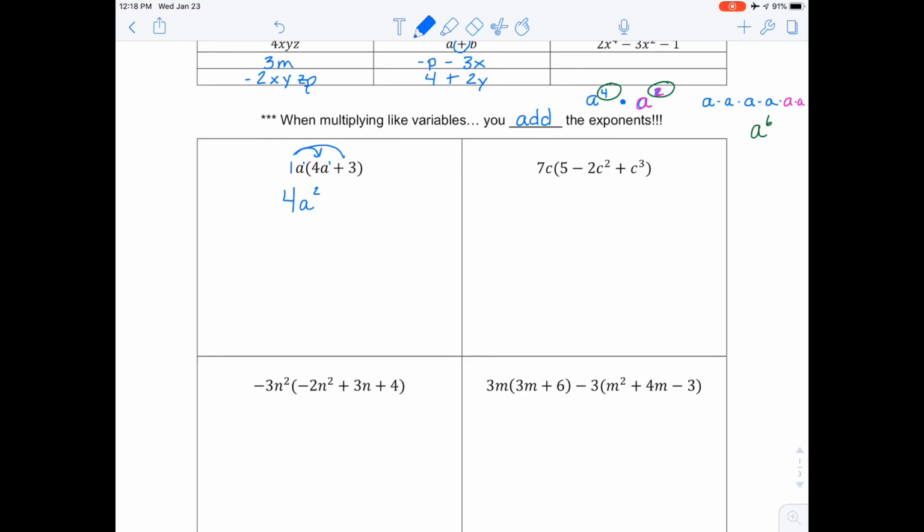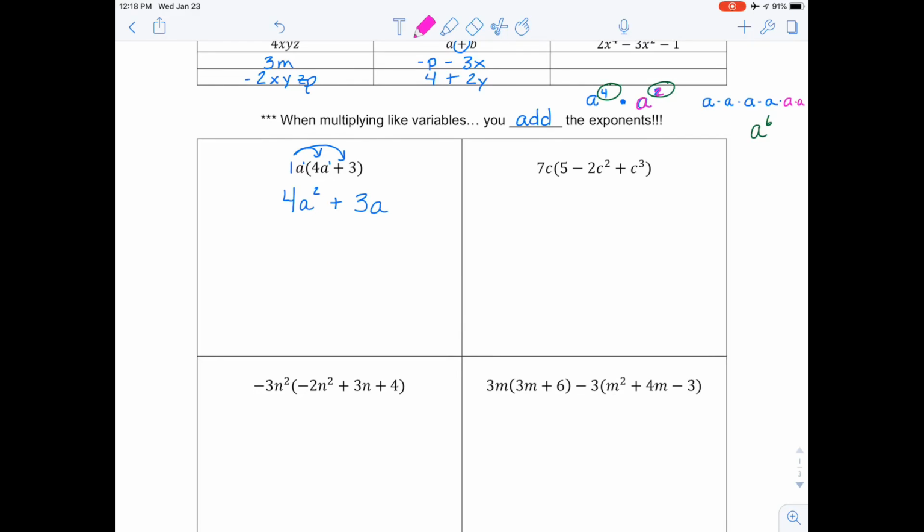Then I multiply 1a times 3. So the 1 times 3 is a positive 3, so I need to put that plus sign there, plus 3. And then the 3 didn't have an a, but I'm distributing an a over to it, so I need to bring this a with it. So 1a times 3 is 3a. Now look at what we have left here. We have 4a squared plus 3a. Can I do anything else to this?